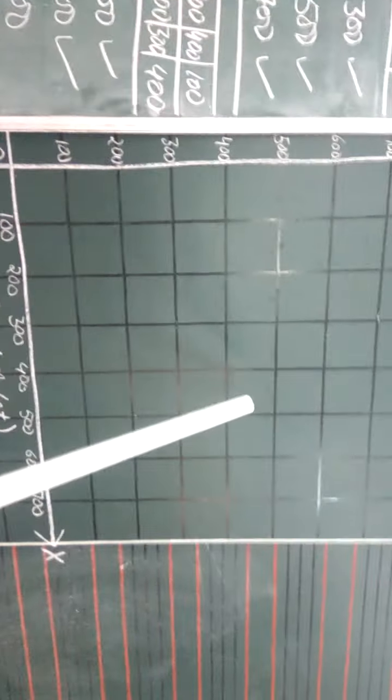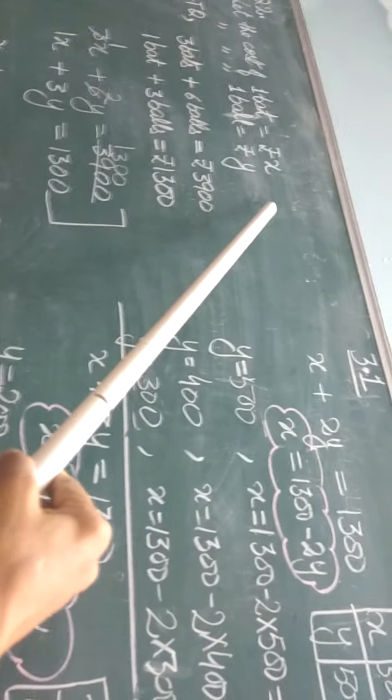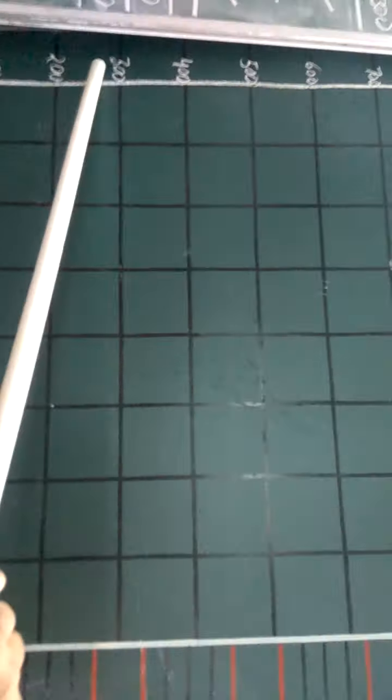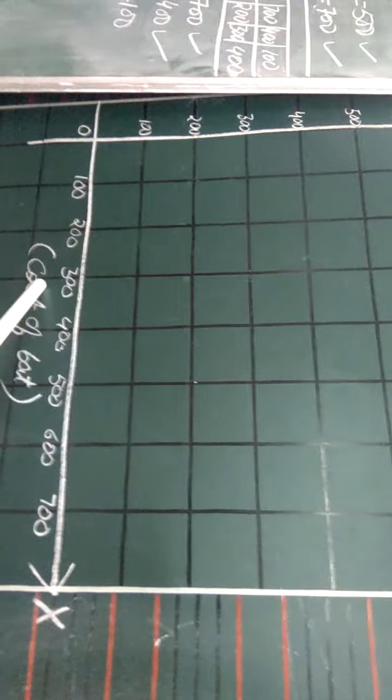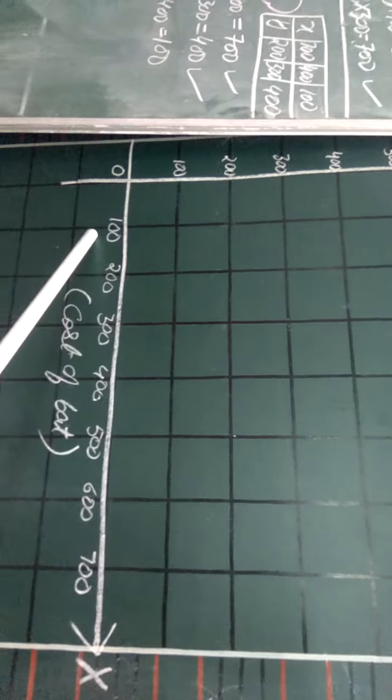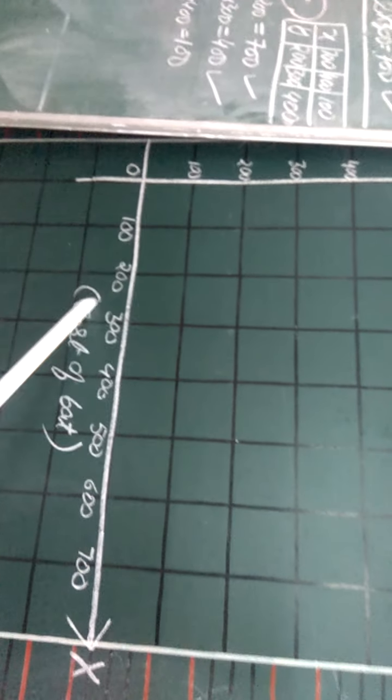Because all the coordinates are positive, I have shown only the first quadrant. This is the x-axis. X is the cost of one bat, so the cost of the bat we are representing on the x-axis. Similarly, the cost of one ball is on the y-axis. So this is your graph. Make this on graph paper and mark the numbers like this at the vertex of every box.